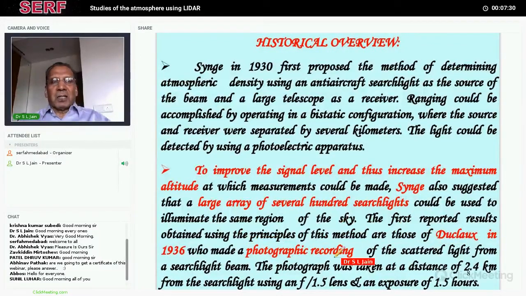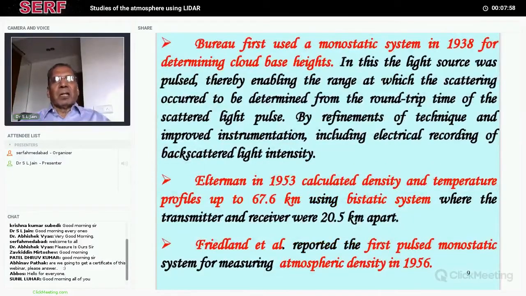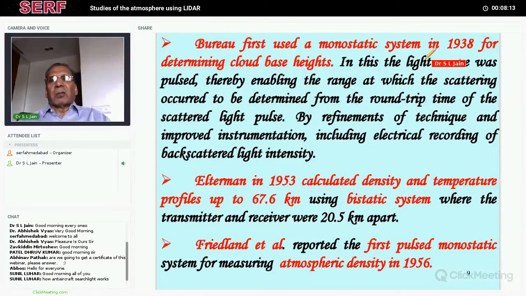The first reported results obtained using the principle of this method were those of Duclaux in 1936, who made a photographic recording of the scattered light from the searchlight beam. The photograph was taken at a distance of 2.4 km from the searchlight using an f/1.5 lens and an exposure of 1.5 hours. So the initial measurements started in the 1930s using searchlights. Then he was the first person to use a monostatic system. A monostatic system means the receiver and transmitter are located at the same place, which we will discuss later on.